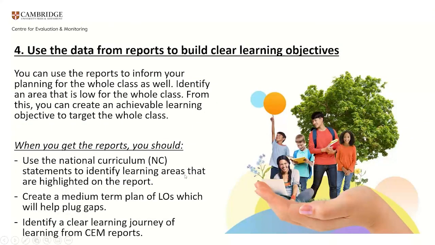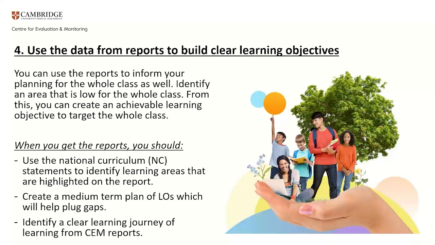So my next tip is using the data from reports to build clear learning objectives. You probably already do this as well, but I found it really helps that when you have the reports, you actually get the data. Instead of just doing interventions, you can feed that into your lessons as well to help build those really strong learning outcomes. So it's really good to identify what the lowest areas may be for the whole class. You can look at our whole class reports and see that maybe they're lower in data analysis, or maybe it's in the reading area.